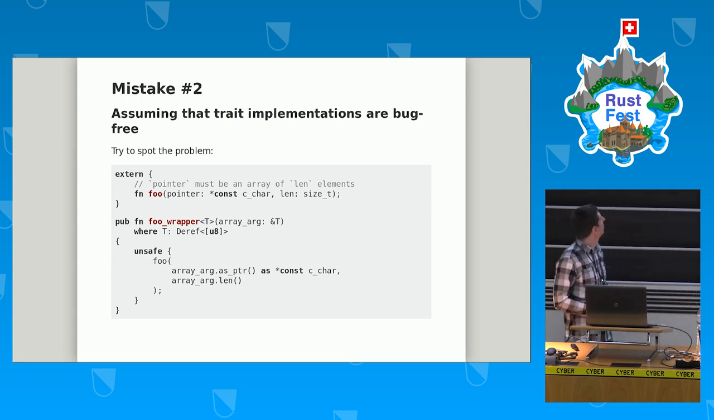Since you're trying to write a convenient API, you make your foo wrapper function generic over any type that implements Deref to an array of u8. What that means is that the array arg parameter can be anything that represents an array. You write your wrapper, you're trying to be convenient. And then you simply call the C function, the foo function. You call as_ptr and len on your array, and you call the foo function with these parameters.